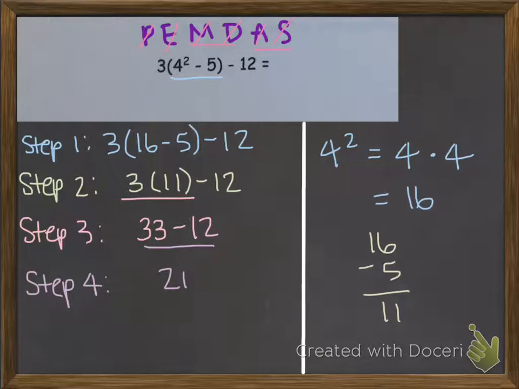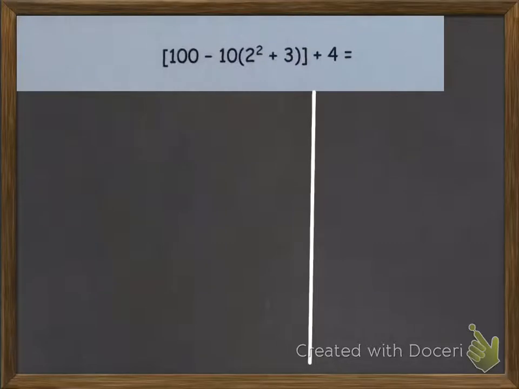So what I need to do is go back up to the original problem, and after the equal sign, I need to write my number and box it in. So let's look at this one. What's the first thing you have to do to solve this problem?